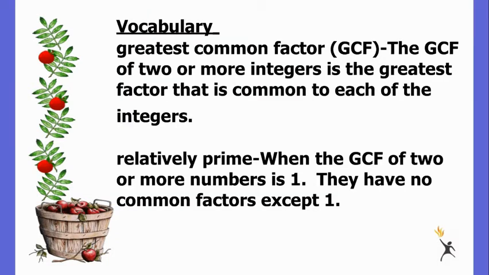We're going to talk a lot about the GCF, and if you need to, you can pause and write this down. The greatest common factor of 2 or more integers is the greatest factor that is common to each of the integers. A new word that you probably haven't heard is relatively prime. That's when the GCF of two numbers is 1. Neither one is necessarily prime, but they have nothing in common. That's called relatively prime. So make sure you pause this and write down these vocab words.